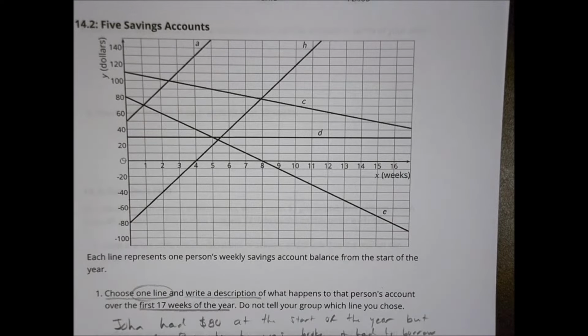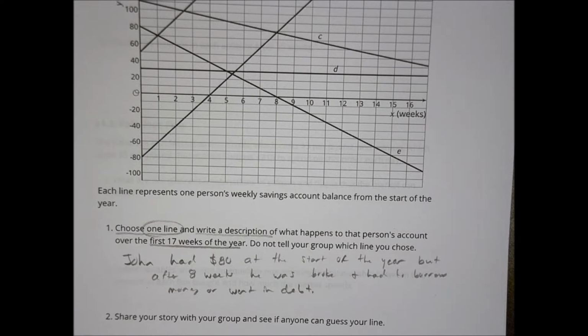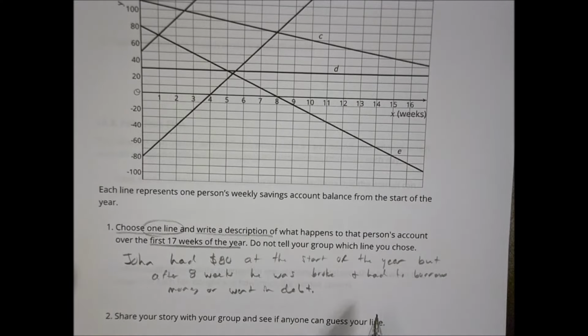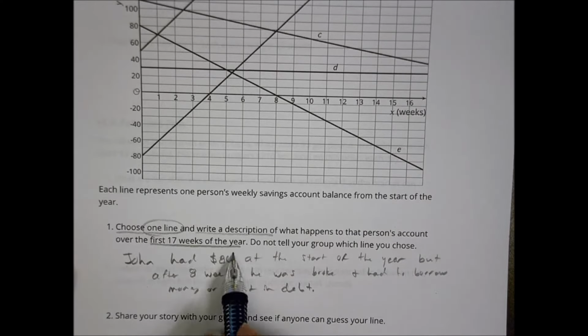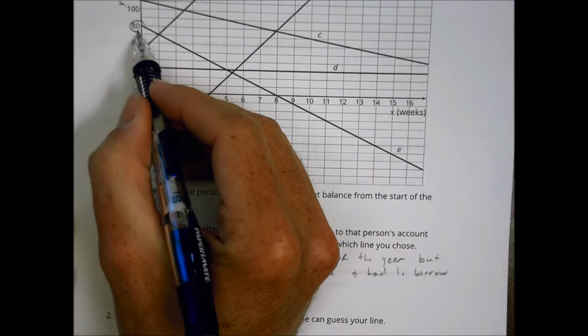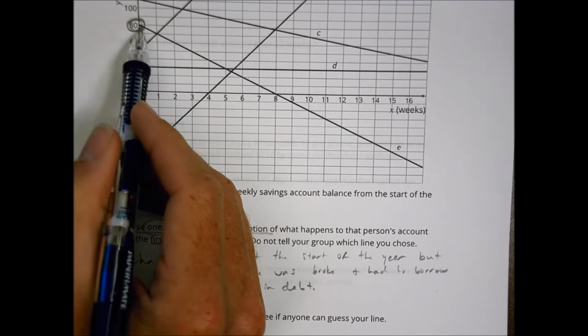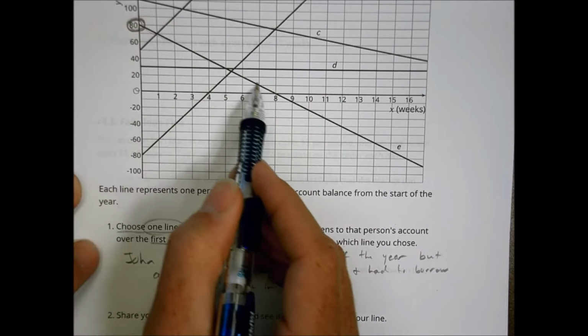I could take a look and say, well, who could that be talking about? Who started at $80 at the start of the year, but after 8 weeks found out that he was out of money, had to borrow more money, and went into debt? Well, to find out that person, I might say, well, they said they started at $80 at the beginning of the year, so who started at 80? Well, that's going to be this guy here. Does that seem to decrease if he's spending money? Well, he sure is spending money quickly. And where does he run out?